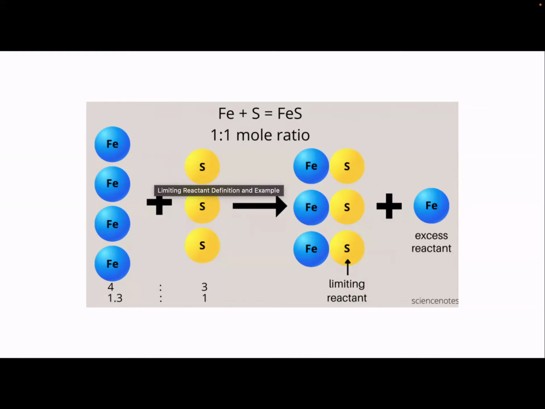This sulfur is our limiting reactant because once sulfur ran out, we can no longer make iron 2 sulfide. The iron was the element in excess. And then our theoretical yield would be 3 iron 2 sulfides. So you can think of it as hot dogs and buns, or you can think of it as atoms and molecules. The terminology is going to hold.